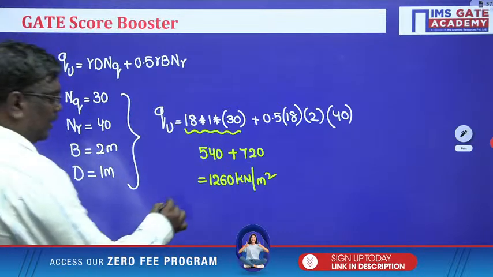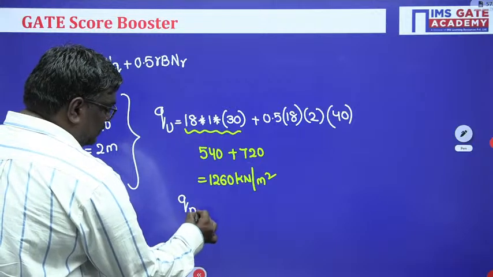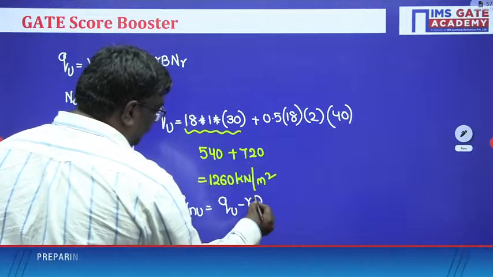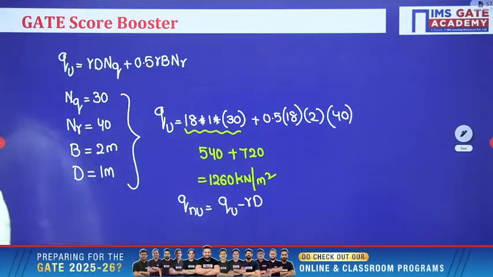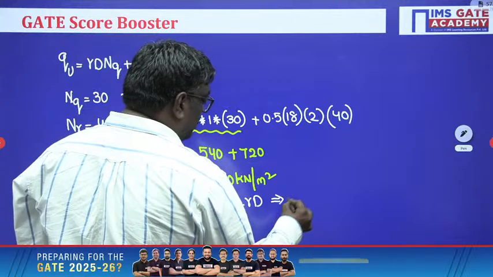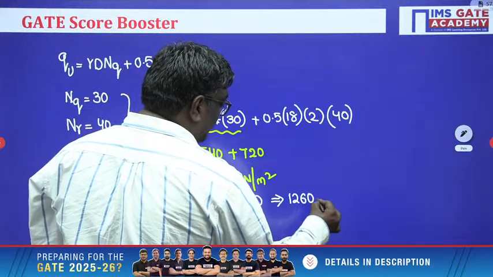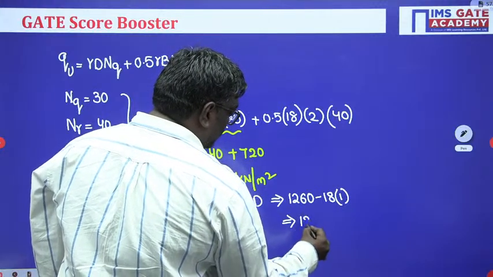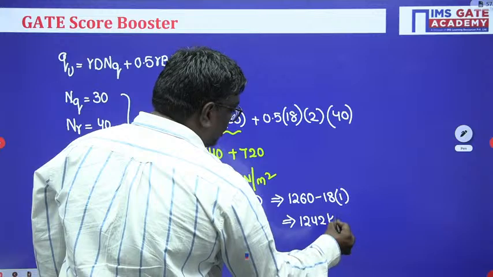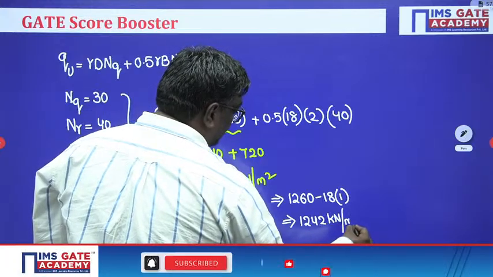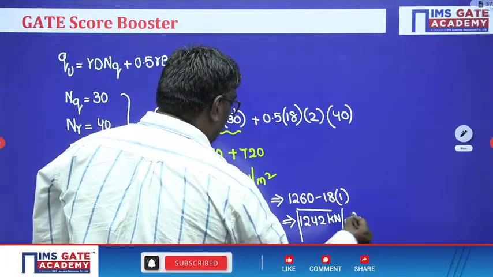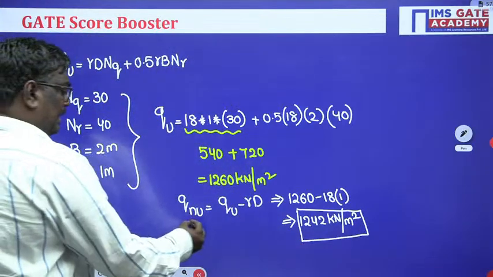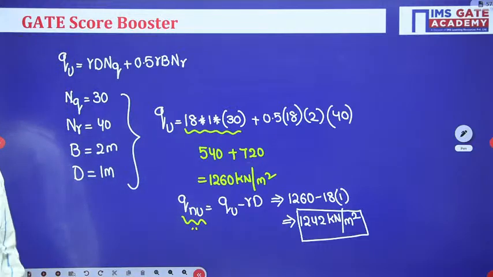Now we have to find out the net ultimate bearing capacity. Net ultimate bearing capacity is equal to ultimate bearing capacity minus gamma D. So here it is equal to 1260 minus 18 into 1. So this is equal to 1242 kilonewton per meter square. This is the net ultimate bearing capacity.